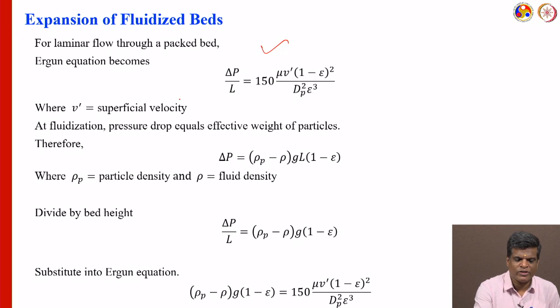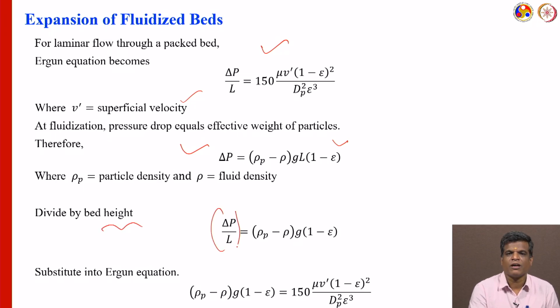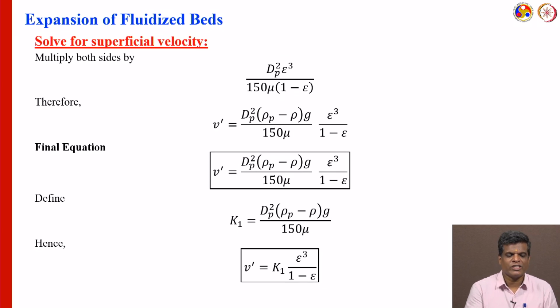So there is V dash, the superficial velocity. At the start of fluidization, we can write delta P equal to what we already derived, the difference between particle density and fluid density. Then dividing by the bed height, we get the pressure gradient. Then we equate this delta P by L with the other delta P by L and solve the equation for the superficial velocity, multiplying both sides. Then we get the final equation for V dash.